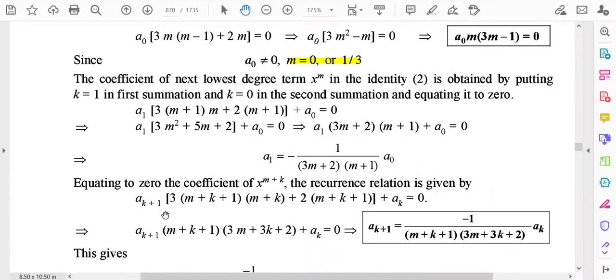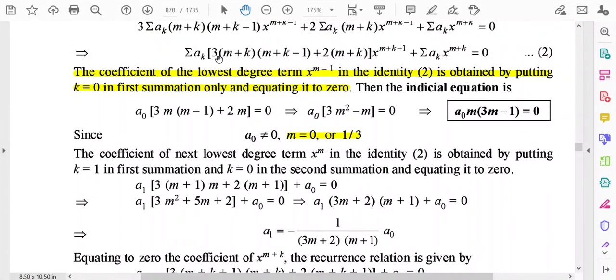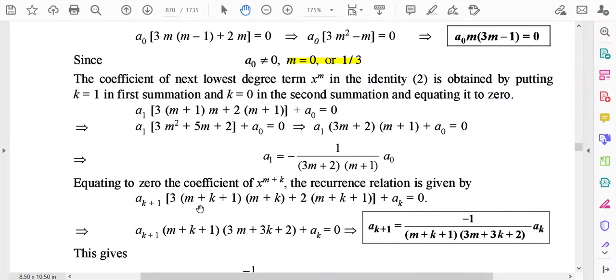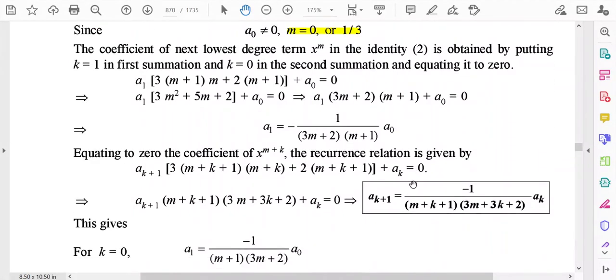So in the first term, we have written k plus 1 in place of k. That was ak, but we have written ak plus 1. That was m plus k, but we are writing m plus k plus 1, and so on. And for the second term, it is already x to the power m plus k, so we will write ak only, and we have to make this expression 0. So therefore, we will obtain a generalized expression for a. This is the generalized expression, ak plus 1 is equal to this one. This is also known as the generalized equation or the recurrence relation.